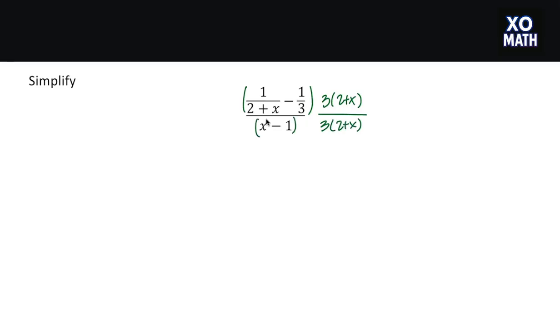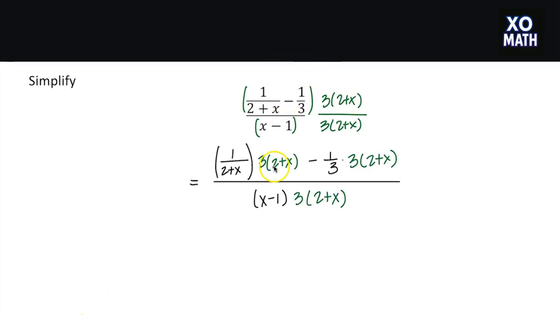And we can do that because it's basically like multiplying by 1. Now we're going to distribute that quantity into both terms in the numerator. Here we have distributed 3 times the quantity 2 plus x to both terms. And in the denominator, we're multiplying all three of these factors. So we're going to be able to simplify each of these terms.